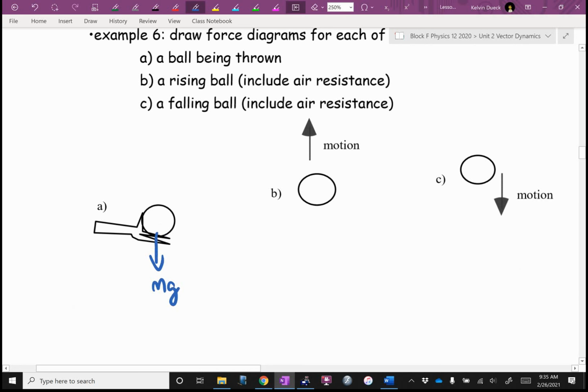What else? We could call it a normal force. You could call it F throw. I guess you can treat my hand as a surface and call it a normal force. I think what I'm going to do, Braden, is call it F throw for this specific case.